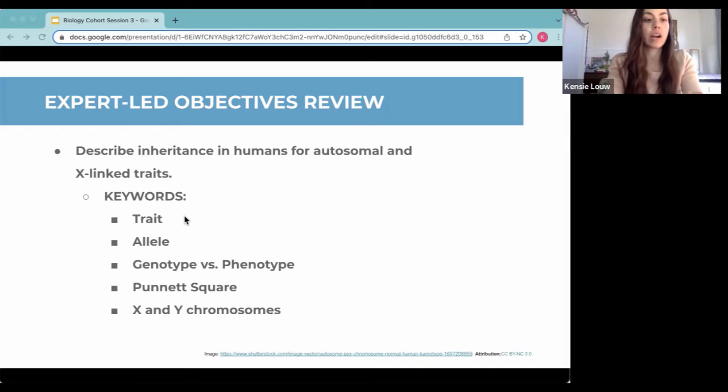All right, first, describe inheritance in humans for autosomal and X-linked inheritance or traits. So before we discuss the difference between autosomal and X-linked traits, let's talk about what a trait even is and define a few other key terms. So genetic traits are characteristics that are encoded in our DNA. So anything from hair color, eye color, height, those sort of physical characteristics are all traits.